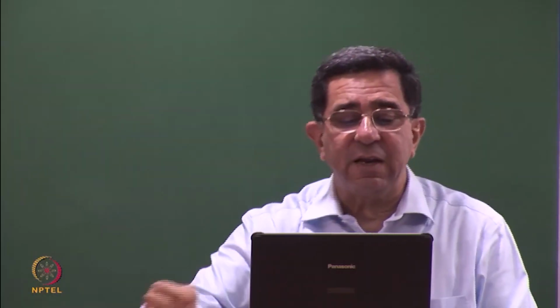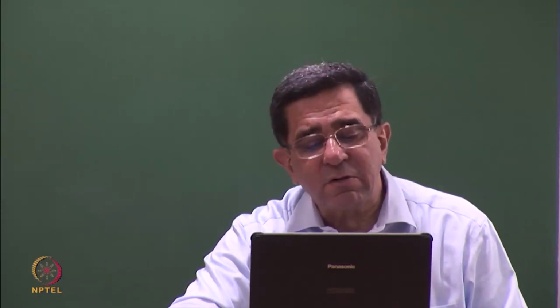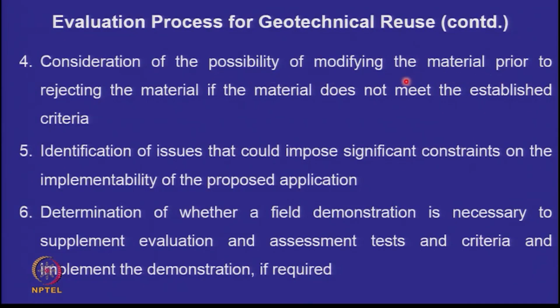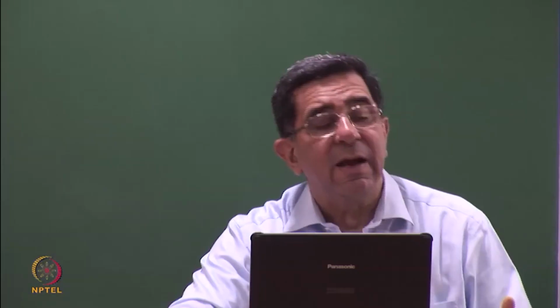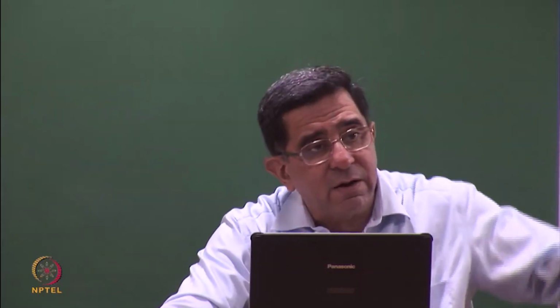So, if it is necessary, you may reject the material, but the possibility of pre-treatment to modify the material should always be considered. I mean, if it has got a little bit extra organic matter, can we do something? Can we do soil washing? Can we do heating to remove the organics? And if so, what is the cost, and can we get rid of the material from where it is occupying hundreds of acres of land?